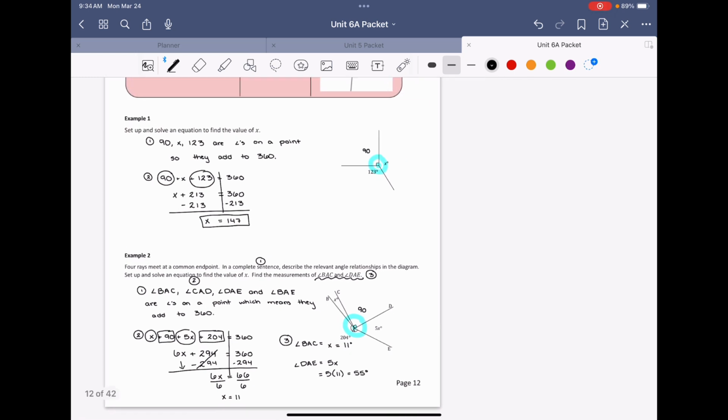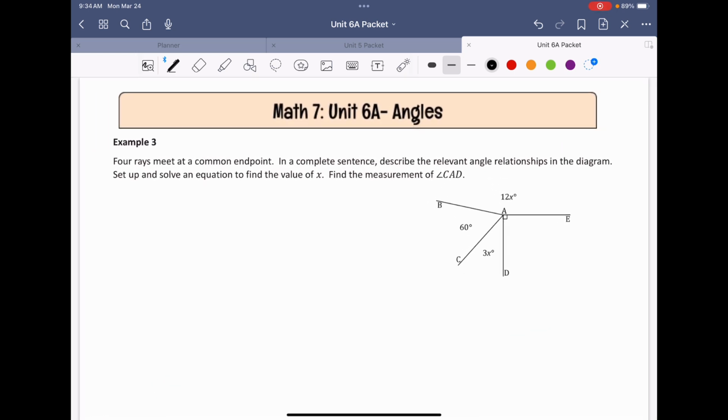All right, next page. I have example 3. It says, 4 rays meet at a common endpoint. In a complete sentence, describe the angle relationship in the diagram. Set up and solve an equation to find the value of x and find the measure of CAD. All right, so I have 3 steps: my sentence, my equation to find x, and last, this specific angle, CAD, that they're asking me for. I would like you to please pause the video and try this one on your own. When you're all done, please unpause and check your work.